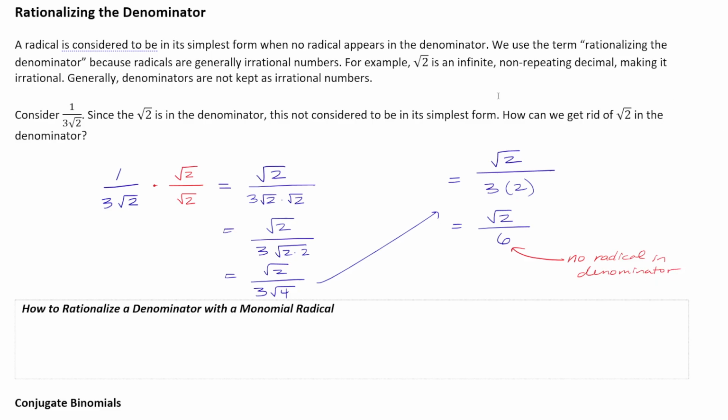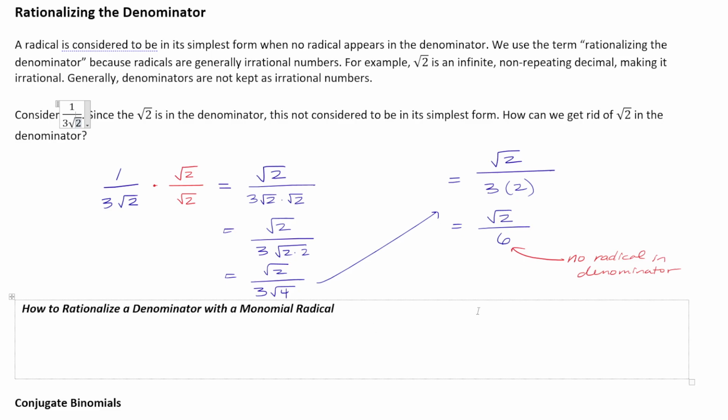Just to recap what I did here: I had a fraction with a radical in the denominator. This is not considered to be in its simplest form. Our convention is not to leave radicals in the denominator. So how do we rationalize the denominator? I multiply this by root 2 over root 2. As you can see, I'm multiplying it by the exact same radical. And root 2 times root 2, thinking of it as root 2 squared, just produces 2. And now my denominator no longer has a radical.